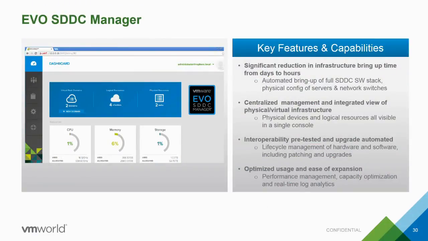Then the EVO SDDC Manager, just to summarize, is the one which is responsible for bringing up and managing all of the infrastructure. It's a cloud administration interface basically. It really reduces the amount of time it takes to bring up the whole infrastructure. But more importantly, it automates a lot of the operations such as creating vCenter clusters, receiving alerts and events, managing the physical infrastructure without investing in a separate management tool, and provides a centralized management and integrated view of both physical capacity and virtual capacity that you can manage.